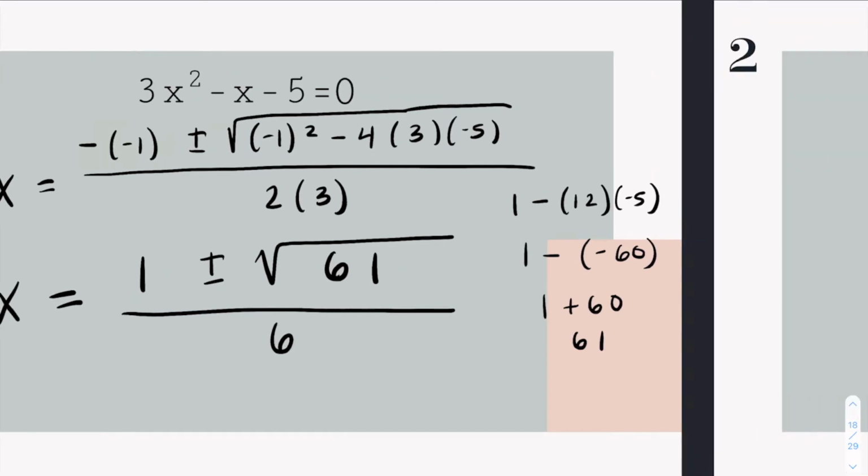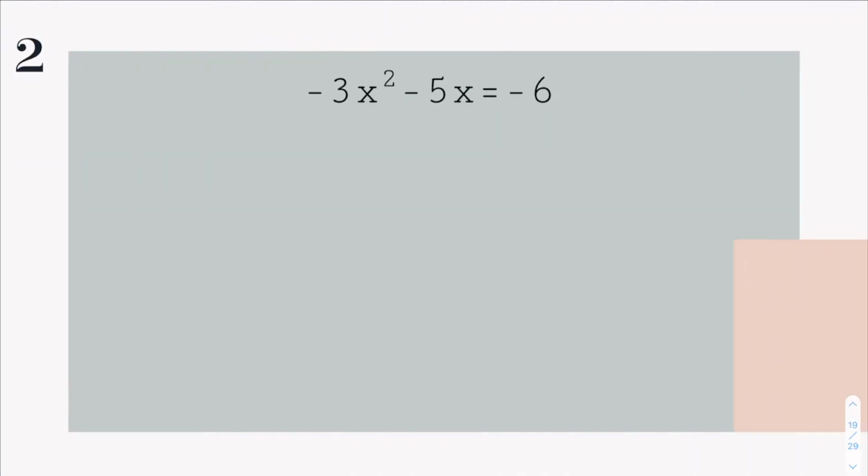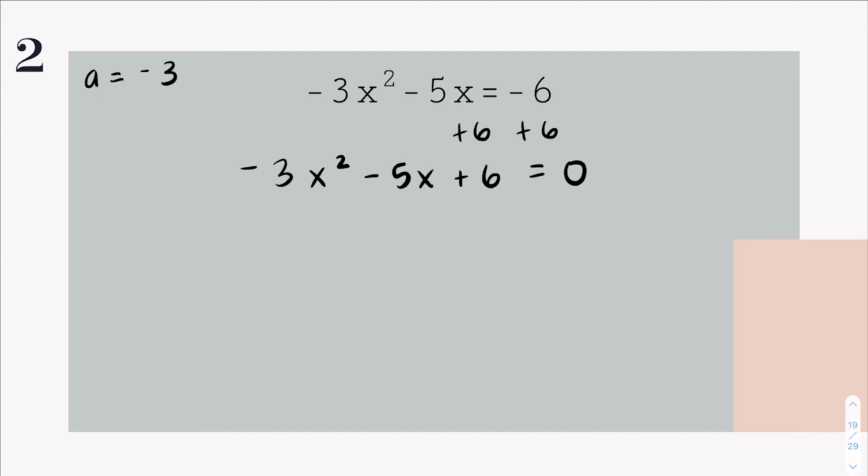Okay, let's look at our next example. Here we notice it's not set equal to 0. So that means we're going to add 6 to both sides. And if there are any like terms to be combined, we would do that now. And now we have it set equal to 0, so we can use our quadratic formula. A is negative 3, B is negative 5, and C is a positive 6.